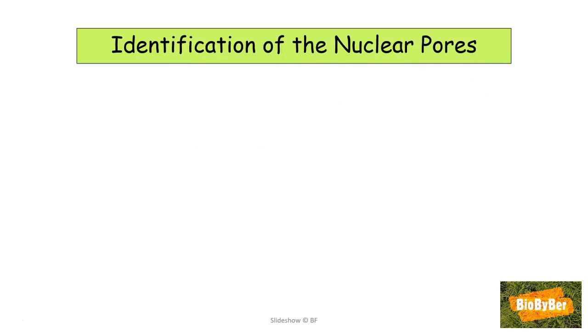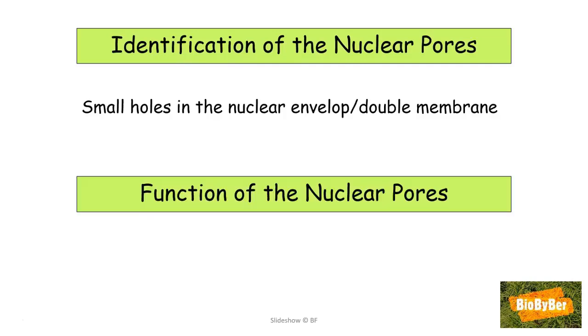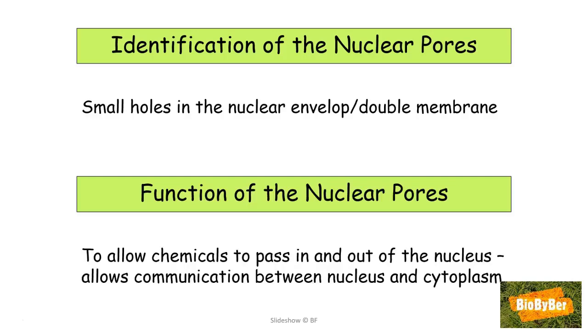How would we identify the nuclear pores? Well, the nuclear pores are small holes in the nuclear envelope or double membrane. And the function of the nuclear pores is to allow chemicals to pass in and out of the nucleus. Basically, they allow communication between the nucleus and the cytoplasm.